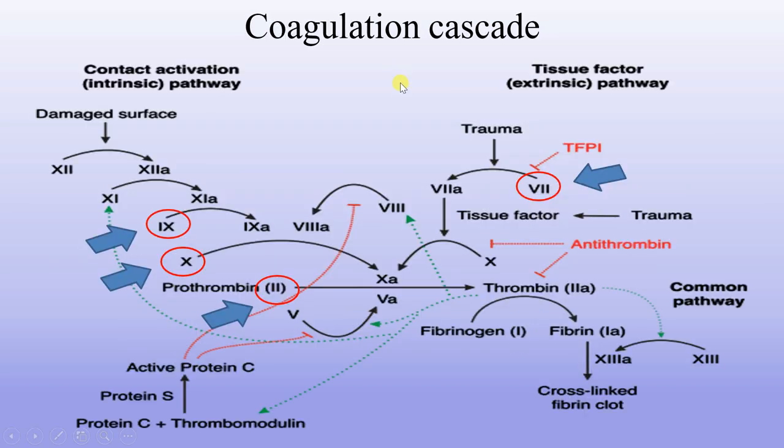And here to remind you, on the example of this coagulation cascade, those factors on which Vicasol is acting. Here you can see 2, 7, 9, and 10.